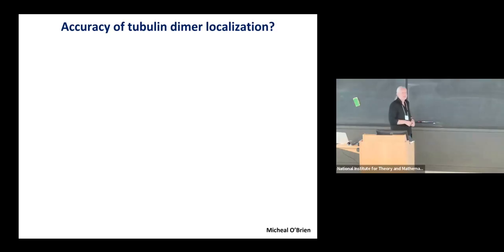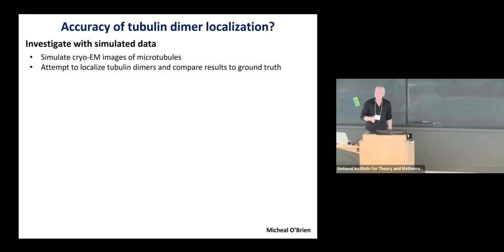Okay, one question you can ask is how accurately can one expect to localize these tubulin dimers in cryo-EM images using this type of approach? And all right, so what I'm going to show, yeah.